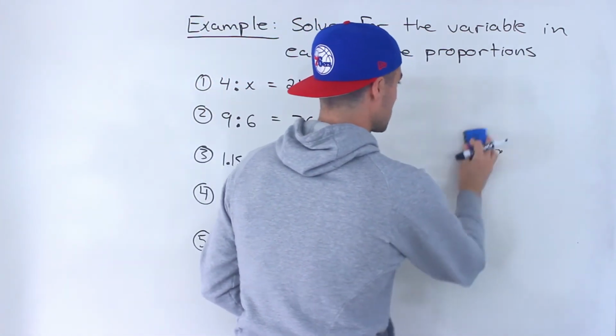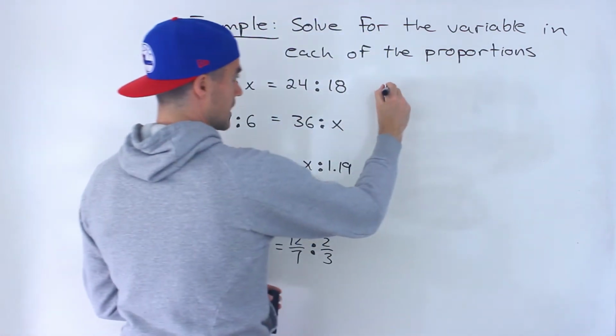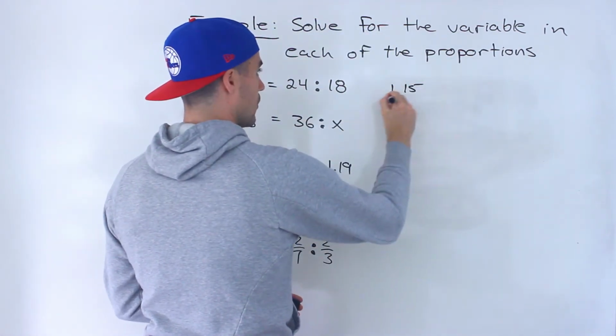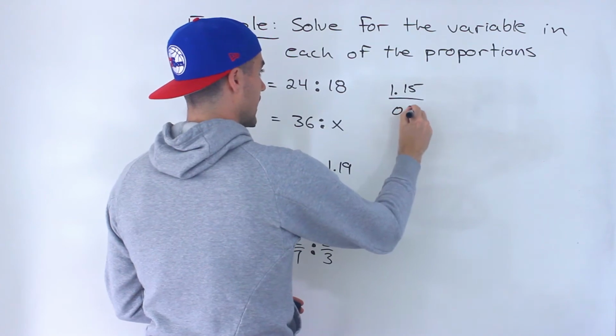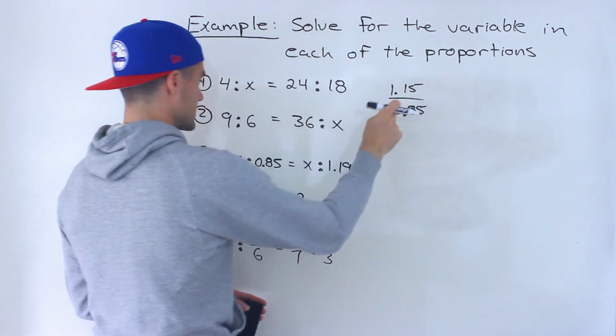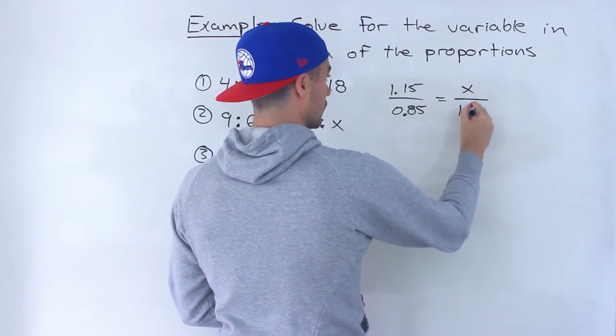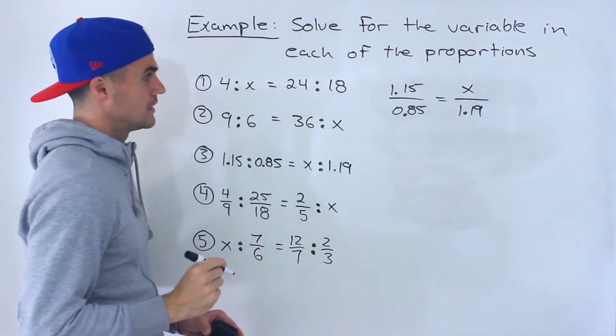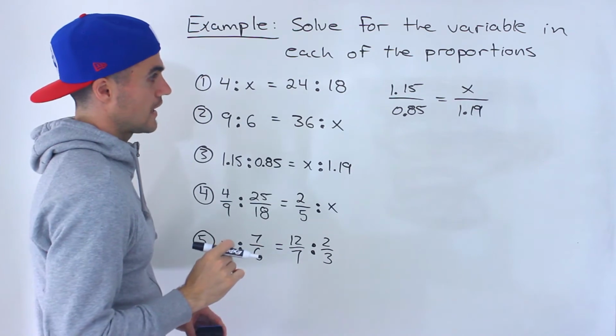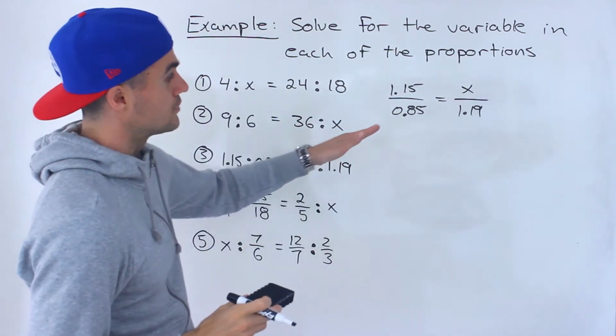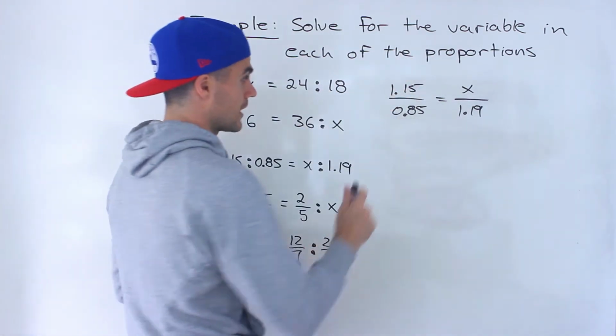Number 3, notice that we're working with decimals here. So we have 1.15 over 0.85. Now I know that having decimals within fractions is not the most proper format or the proper thing to do, but I'm just going to leave it as of now. So from here, what we can do is cross multiply again.